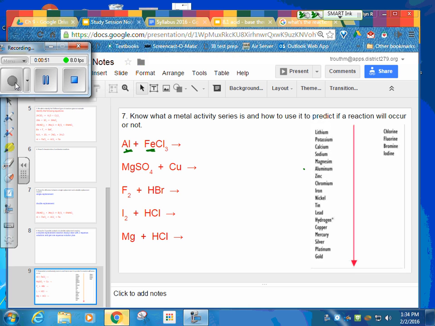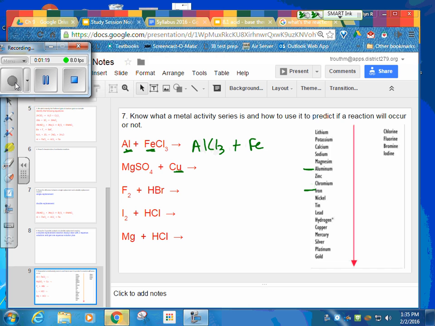So if I find aluminum here, and I see iron is less reactive or further down, I know this reaction will occur. So I would expect to see AlCl3 form because aluminum is also a +3, and iron become the single element or the single atom out there. MgSO4 plus Cu.